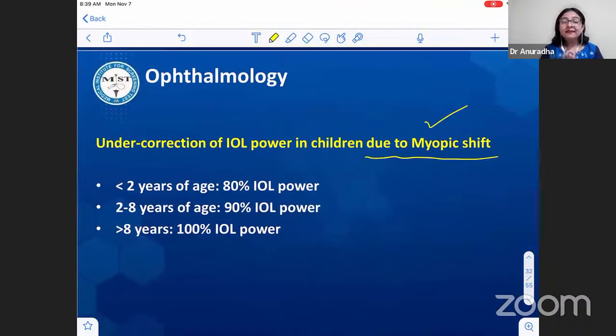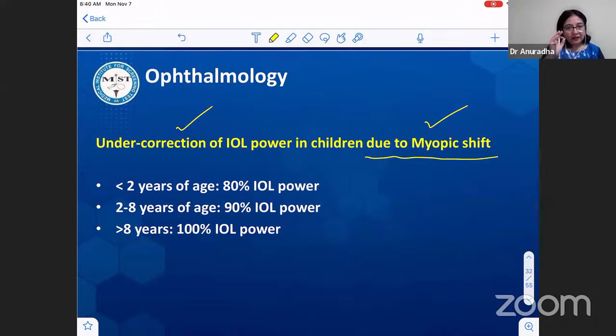This was the question in the last exam, beta. Myopic shift means, we have learned that a child is born with a smaller eyeball. So a child is born hypermetropic. Now, as the eyeball grows, as there is increase in the size of the eyeball, increase in the axial length, the refractive status of the eye becomes myopic. From hypermetropic, it undergoes myopic shift. So to consider this myopic shift, you have to make undercorrection of the IOL power, beta.